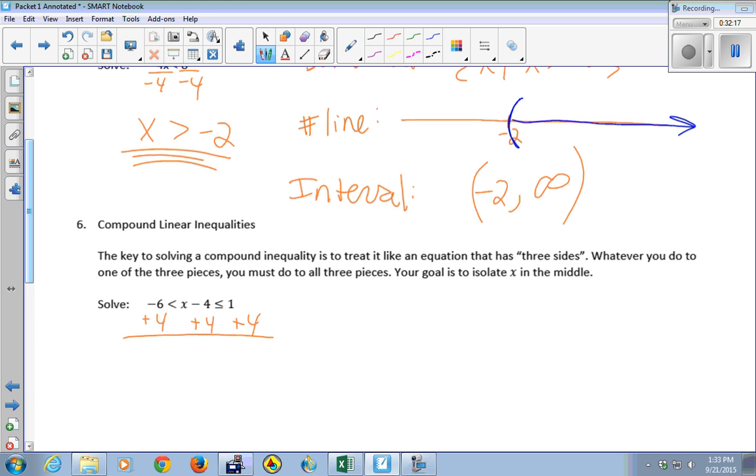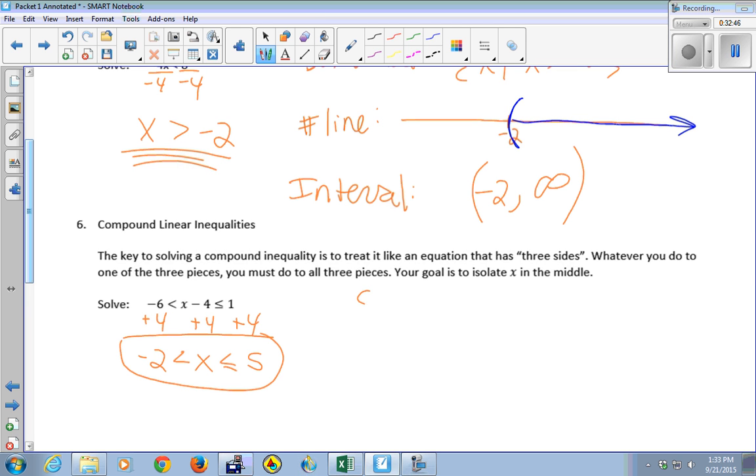So negative 6 plus 4 is negative 2. X minus 4 plus 4 is x. 1 plus 4 is 5. Do I have to turn my alligators around? No, because I didn't multiply or divide by a negative number. So these stay like that. And you could express your answer in any of the 3 ways: set builder, interval, or a number line.